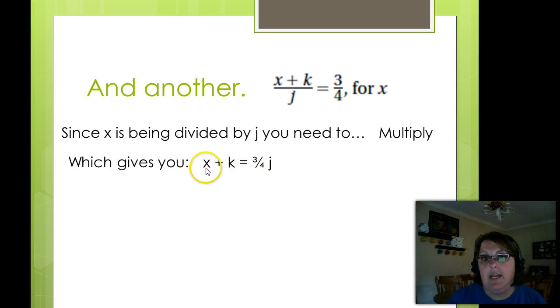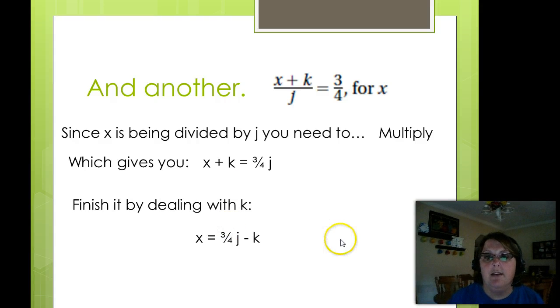Still, we're looking to get x alone, so how do we get rid of this plus k? You're right, we subtract k. So x is 3/4 j minus k.